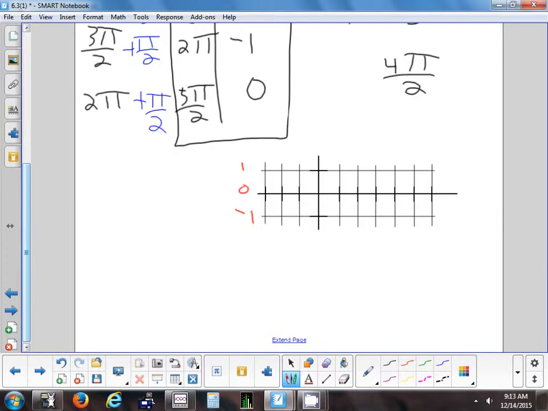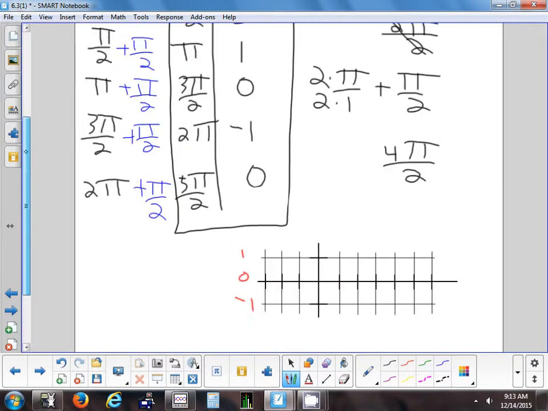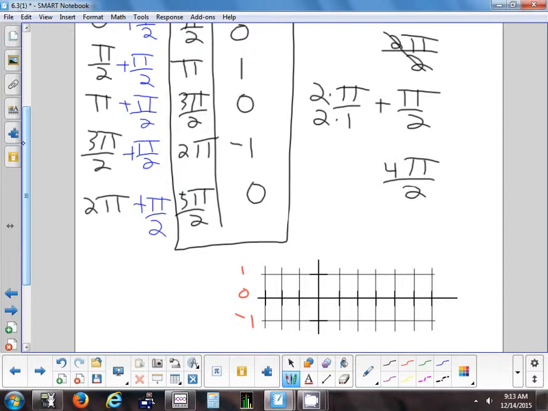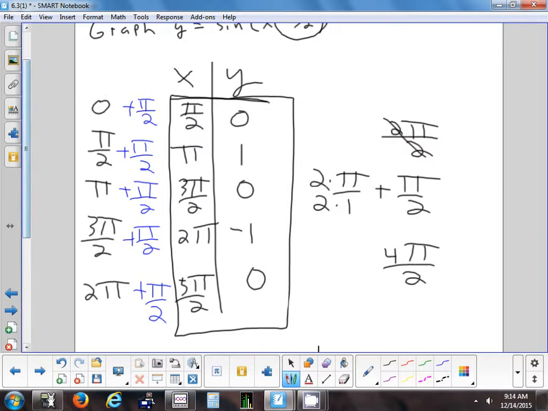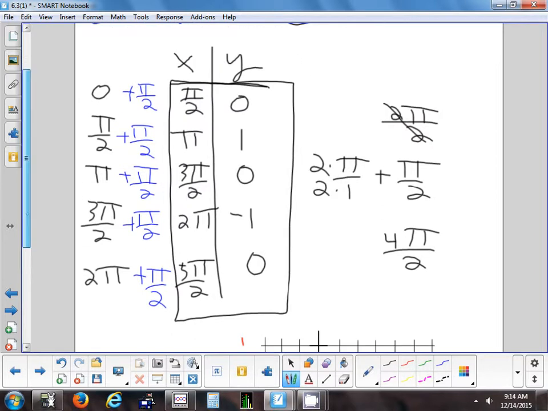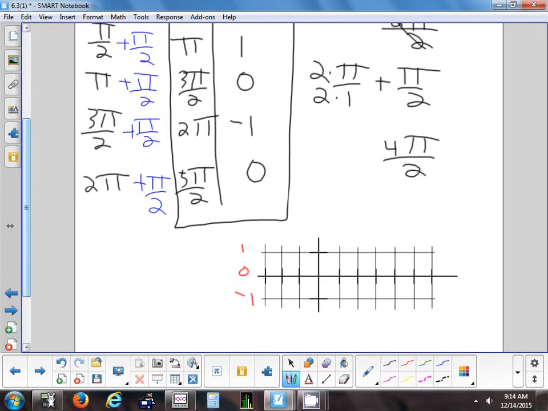All right, and for our x-axis, well, I wouldn't go by ones on the x-axis. The reason is these numbers are awful to deal with: 3.14, 4.71, 6.28. We don't want to have to graph those. So what we do is we just scale our axes using these values. You can scale your axes any way you want, as long as you keep everything equally spaced.